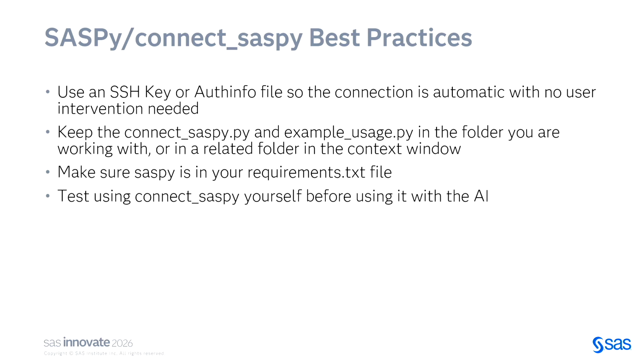Make sure that SASPy is in your requirements.txt file. If you use a requirements.txt file, it tells Python what libraries to make sure are installed. And then test using connect_saspy yourself before having the AI do it. That way you can make sure you've solved any problems. You want to make sure that any errors the AI makes are the AI's errors and not you configured something wrong. But you don't need to do that every day or anything. Once you've got it working, you don't have to keep doing it. The AI will automatically connect and use it.